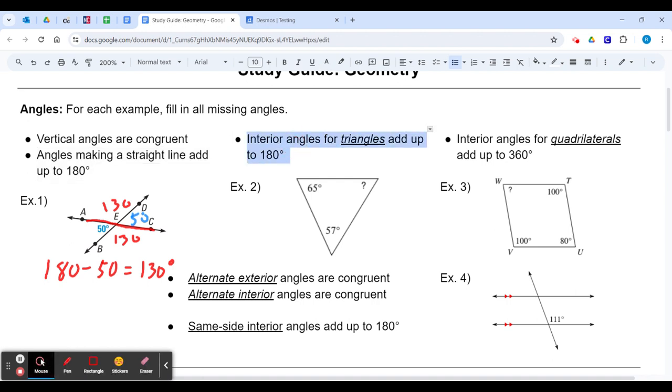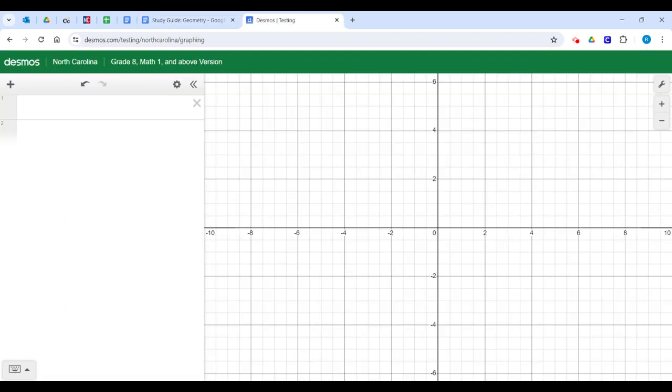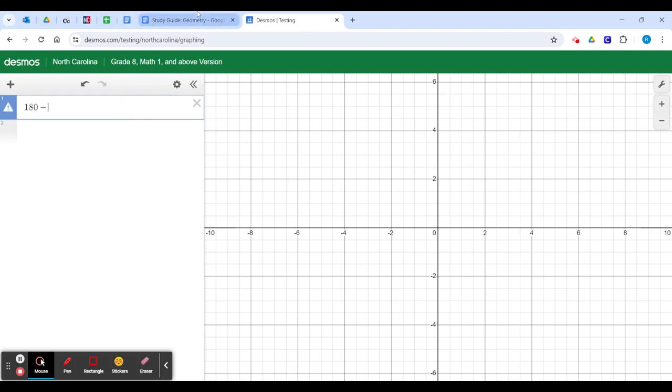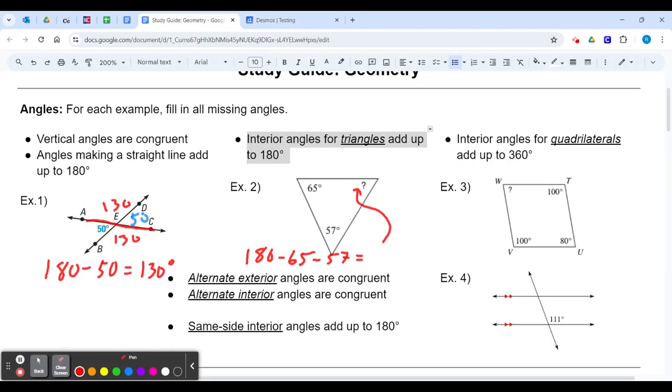Another principle that we know is that interior angles for triangles add up to 180 degrees. So I should know that 65 plus 57 plus something add up to 180. I'm going to set up a subtraction problem to do that. If I do 180 minus 65 minus 57, that should tell me what this angle is right here. I'm going to use Desmos real quick instead of relying on mental math. 180 minus 65 minus 57 equals 58. And that's that missing angle.